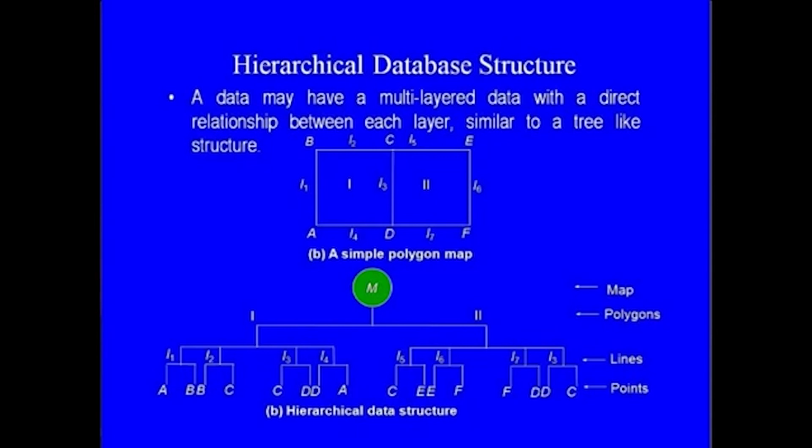Similarly, when we consider polygon 2, we find that it consists of lines 5, 6, 7 and 3, wherein line 5 has end nodes C and E, line 6 has end nodes E and F, line 7 has end nodes F and D, while line 3 has end nodes D and C.